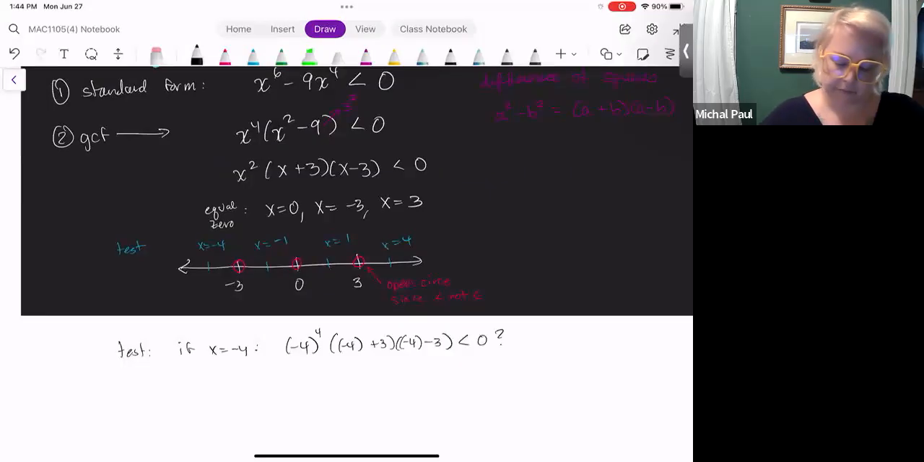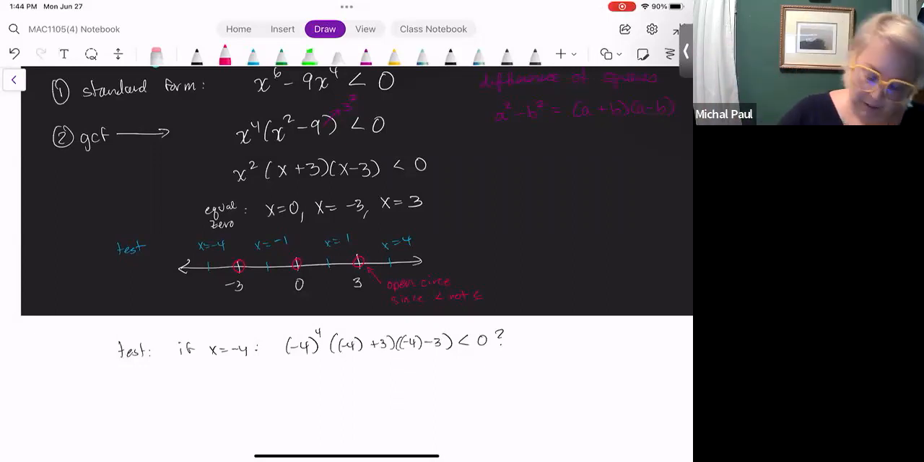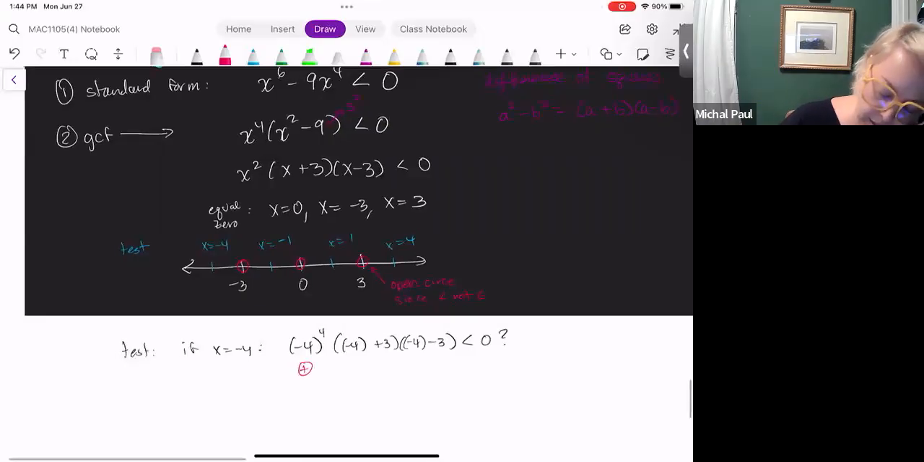And I'm going to see if that's negative. Well, -4 to the power of 4 is going to be a positive number because that's -4 times -4, which is positive, times -4 times -4. Those two are positive, so it's a positive times a positive. So this is positive. -4 plus 3 is a -1. -4 minus 3 is a -7. All right, so positive times a negative is positive, which is not less than 0.